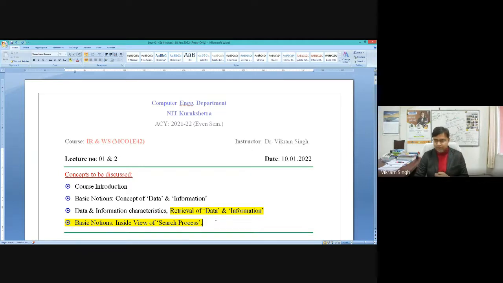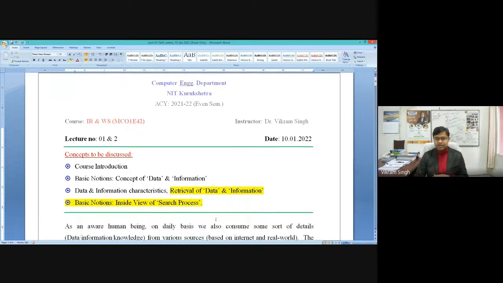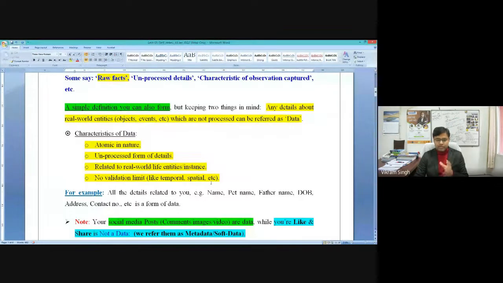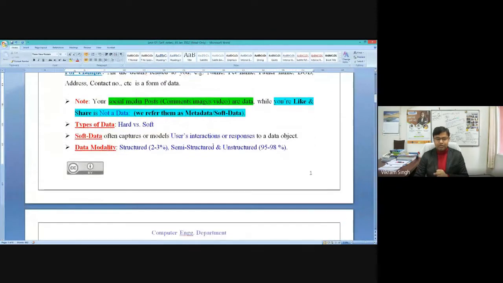So let's partially revise the previous day's discussion. We talked about different features and different elements of a data detail. Then we talked about two types of it based on contribution. Hard data is something which is generated by the systems or individual users, and soft data is something which is responded or added on this hard data.